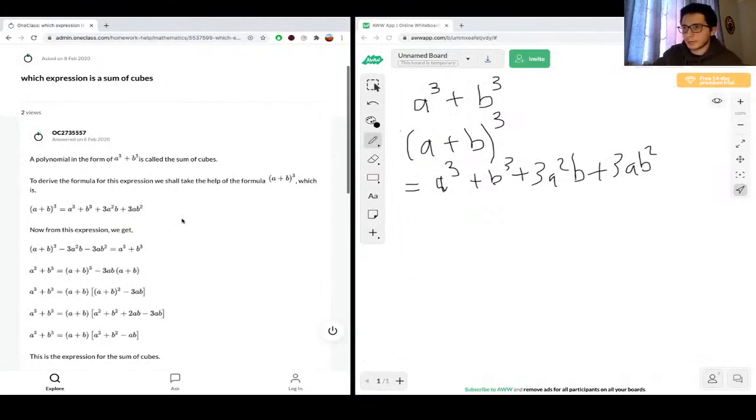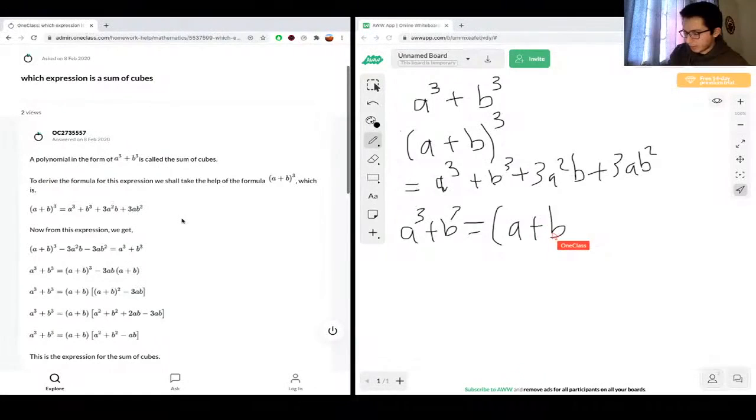After getting to this step, we would keep only the a cubed plus b cubed on one side, because that's what we're trying to solve for. So a cubed plus b cubed is equal to a plus b to the power of 3, and we'd move the 3a squared b and the 3ab squared to that side by subtracting 3a squared b and then subtracting 3ab squared.